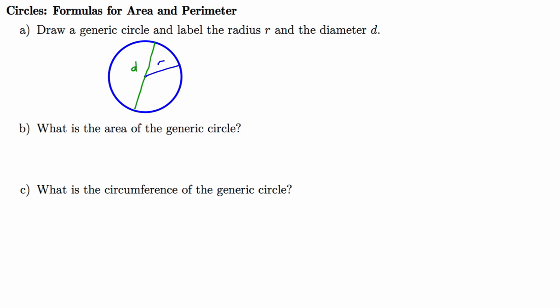The formula for the area of a generic circle is that the area A is equal to pi times the radius squared. A equals pi r squared. The formula for the circumference of a generic circle is that the circumference is pi times the diameter, or, because the diameter is twice the radius, the circumference can be written as 2 pi times the radius. So C either equals pi times d, or it equals 2 pi r.